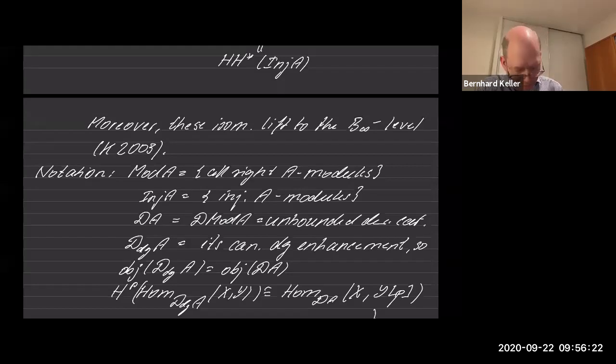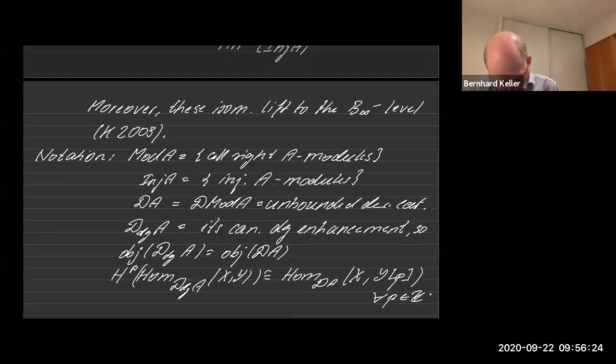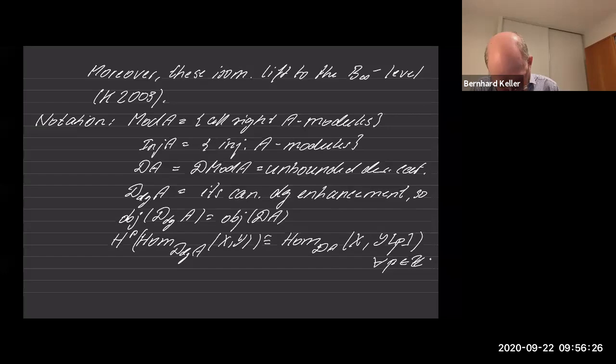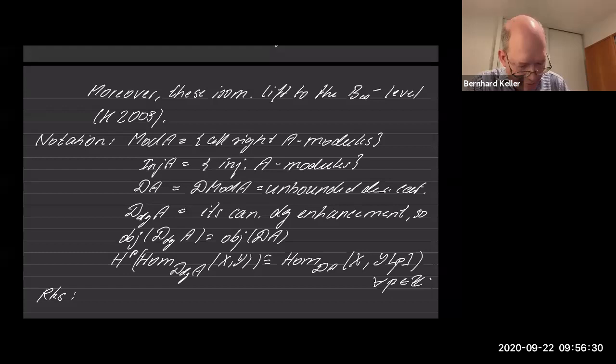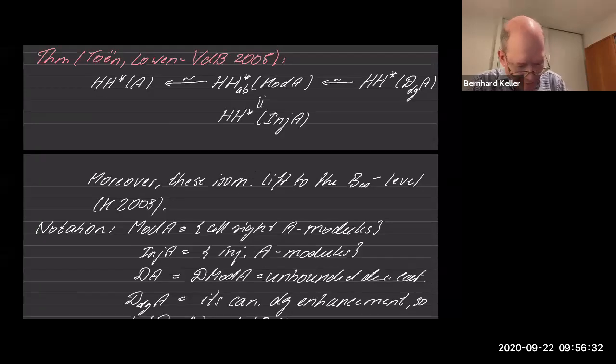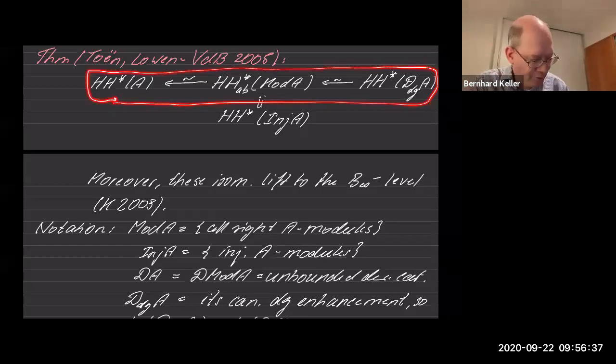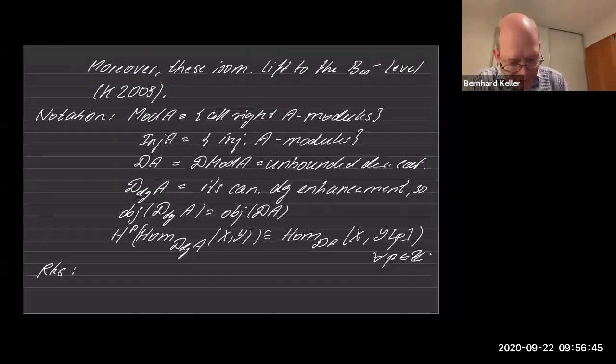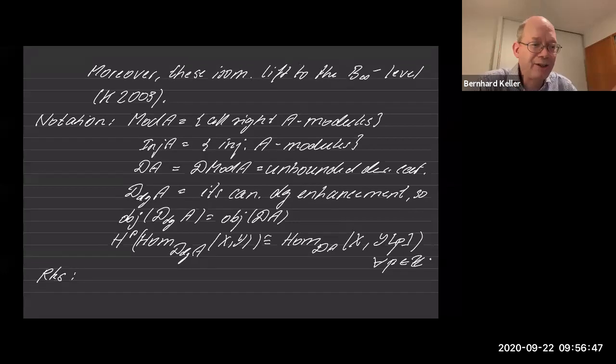Okay, and well, some remarks. If we compose these two isomorphisms, we see that Hochschild cohomology of A coincides with Hochschild cohomology of the DG derived category. And this composed isomorphism should be viewed as an analog of the canonical isomorphism between the center of an algebra and the center of its module category.